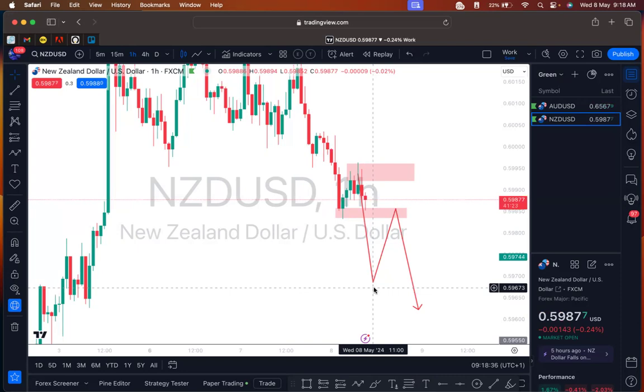Do you guys have any other currency pairs you want us to take a look at before we go? You can just write it. Let's check on GBP/USD.